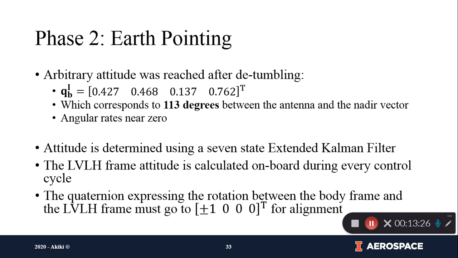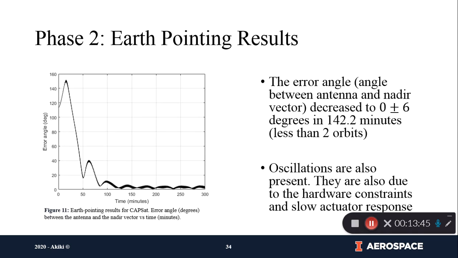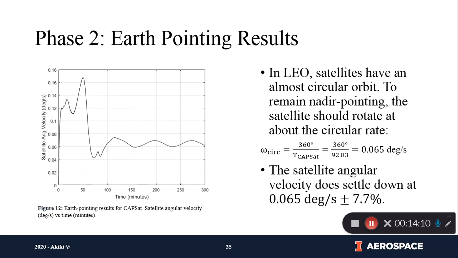This phase starts after detumbling, so we can assume that the angular rates are near zero, but we have reached a random attitude, and in this case it actually corresponded to 113 degrees between the antenna and the nadir vector, which is quite a lot. But in about 142 minutes, so that's less than 2 orbits, the error angle, which is the angle between the nadir vector and the antenna vector, decreased to 0 plus or minus 6 degrees. Also, you can see on the graph that there are these dense oscillations, which are also caused by the hardware constraints I talked about and the slow actuator response.